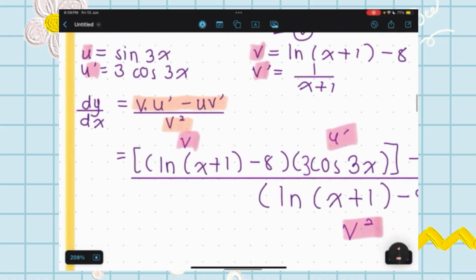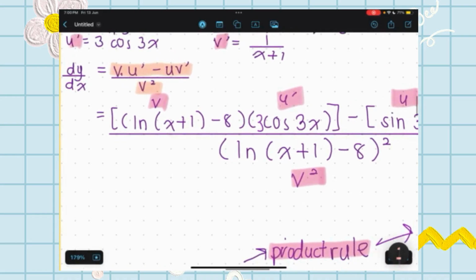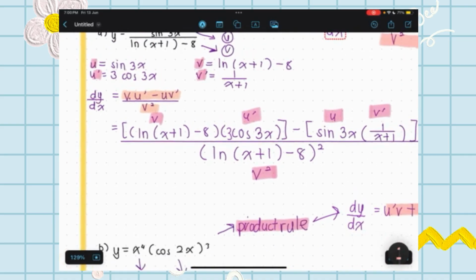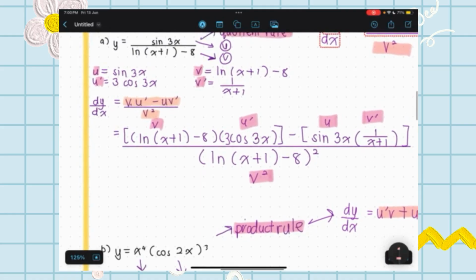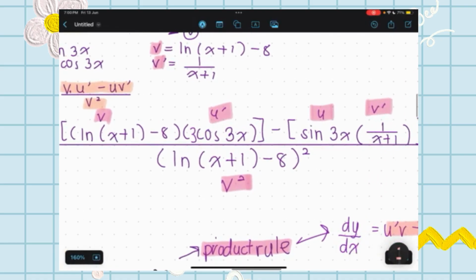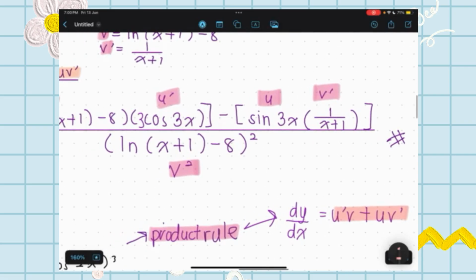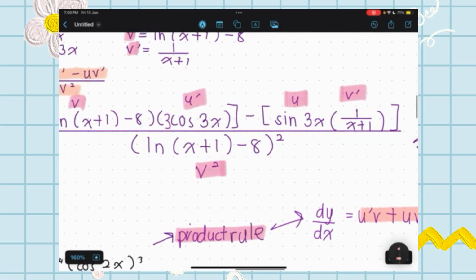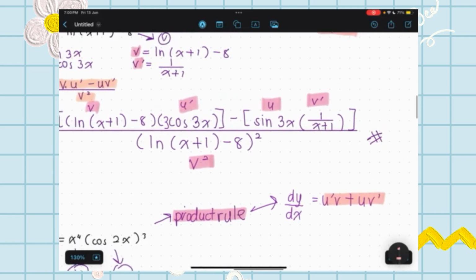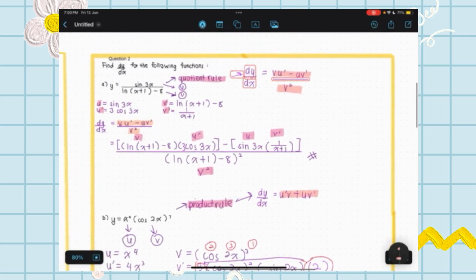And then we substitute everything in this formula. So we have v, this is the value of v, and u prime, u and v prime over v squared. So after we've substituted everything, this is the final answer for this question.